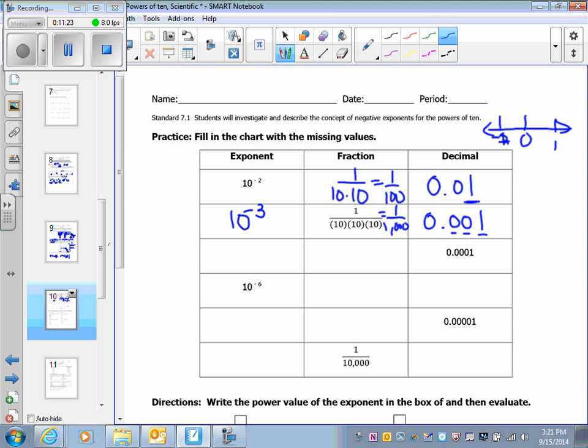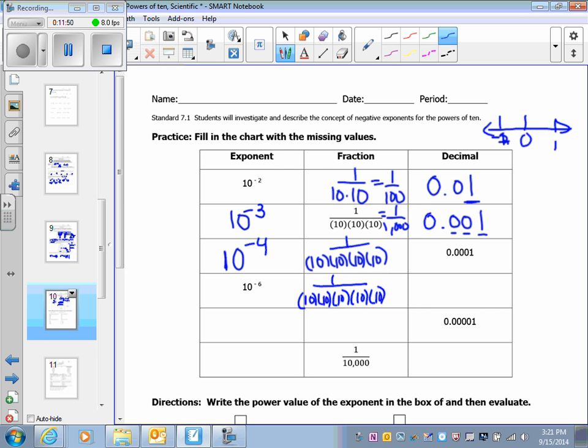Here, I've got 1, 2, 3, 4 zeros, including the leading 0. So this is 10 to the negative 4th. So we know that this is the same as 1 over 10 times 10 times 10 times 10. Okay? And next we have 10 to the negative 6, which is 1 over 10 times 10, 6 times.